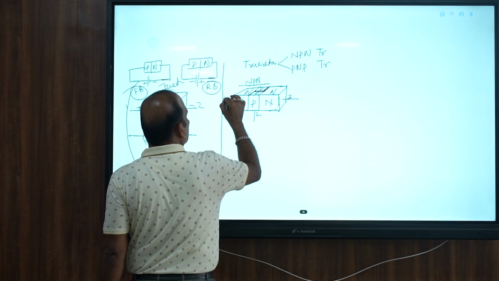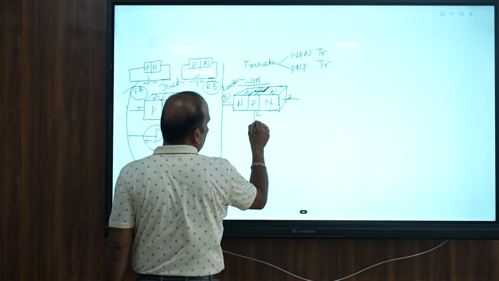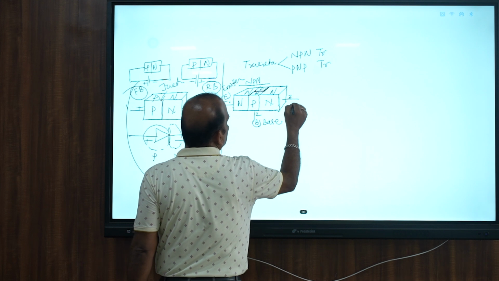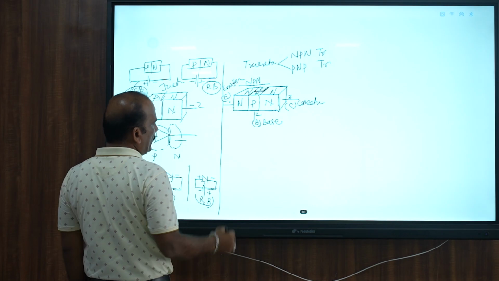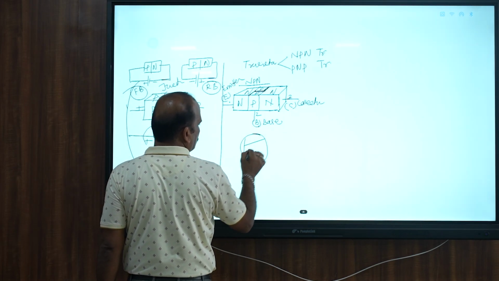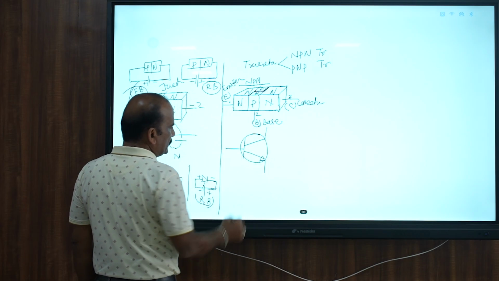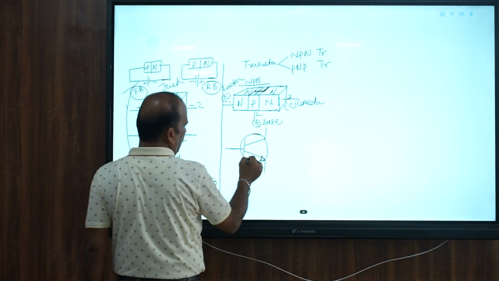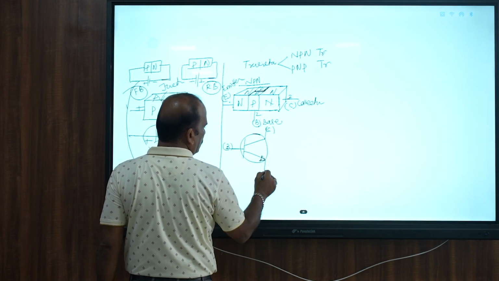The first terminal is called the emitter. The second terminal is called the base, and the third terminal is called the collector terminal. If I draw the component diagram, it will look like this. This arrowhead indicates outwards, so it stands for the NPN transistor. Here is your base terminal, here is your collector terminal, and here is your emitter terminal.